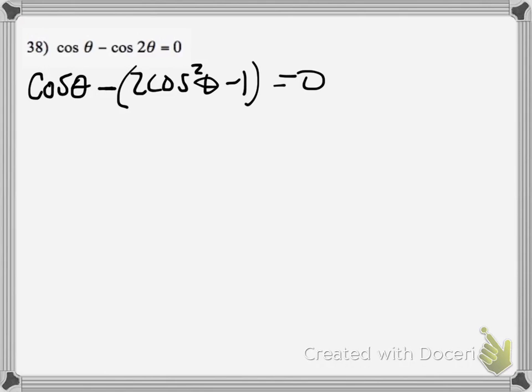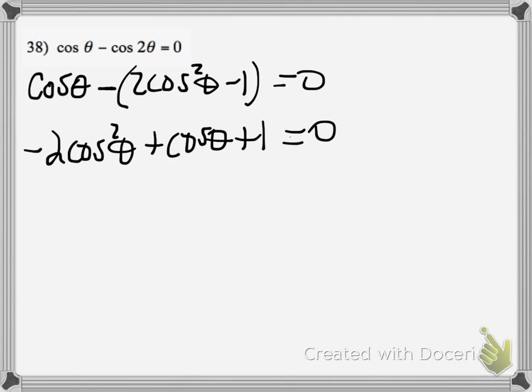Please distribute that negative across, so it's really, and I'm going to rewrite and reorganize as I go, negative 2 cosine squared theta plus cosine theta plus 1 equals 0. And I'm going to divide everything by negative 1 to change the sign of my leading coefficient to a positive. So 2 cosine squared theta minus cosine theta minus 1 equals 0.